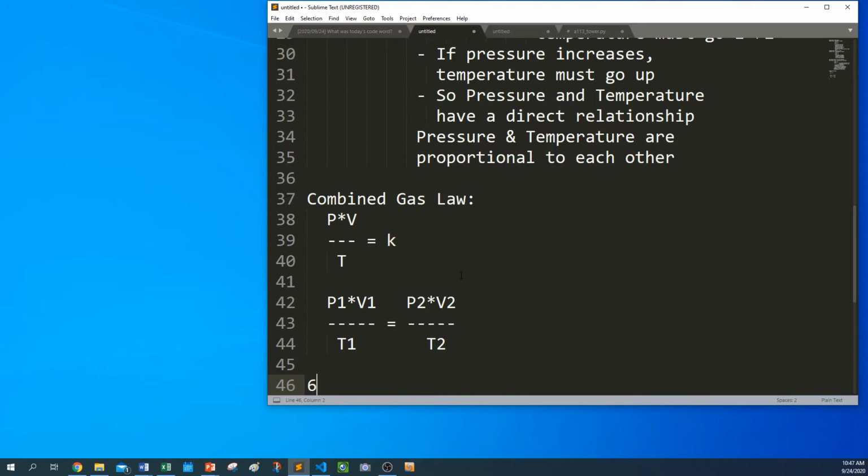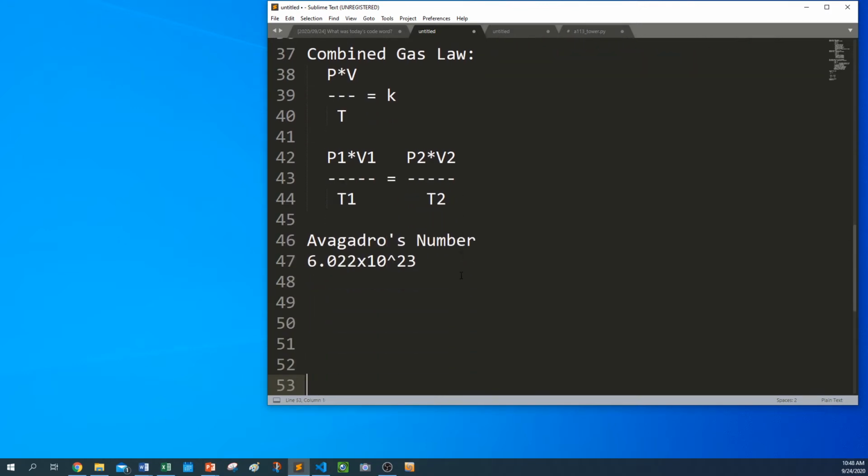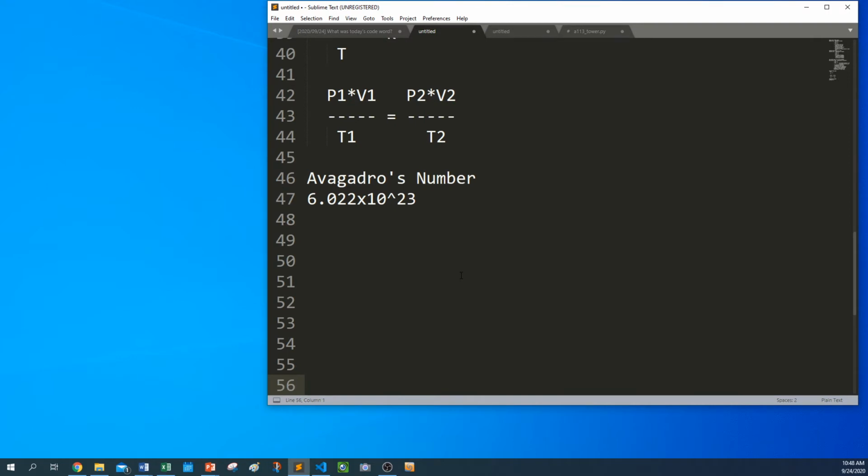What is this number called? 6.02 times 10 to the 23rd. This is Avogadro's number. Need to memorize it. And again, in this class, I teach it with 4 significant digits.